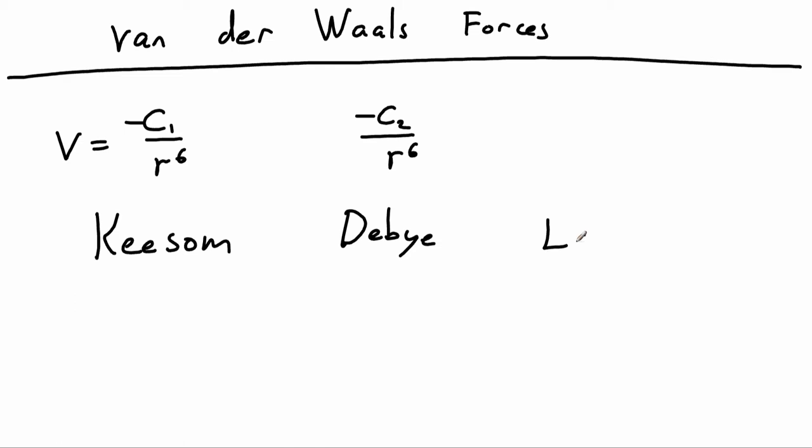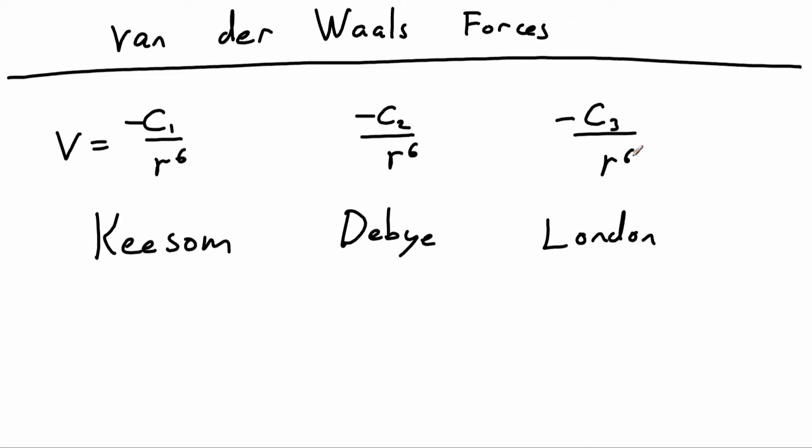And finally, the London interaction we saw was a cluster of constants divided by r to the 6th. So all of these forces can be put under one umbrella. We call them the van der Waals forces. So that's an inclusive term for all the different types of interactions you have, Keesom, Debye, and London.